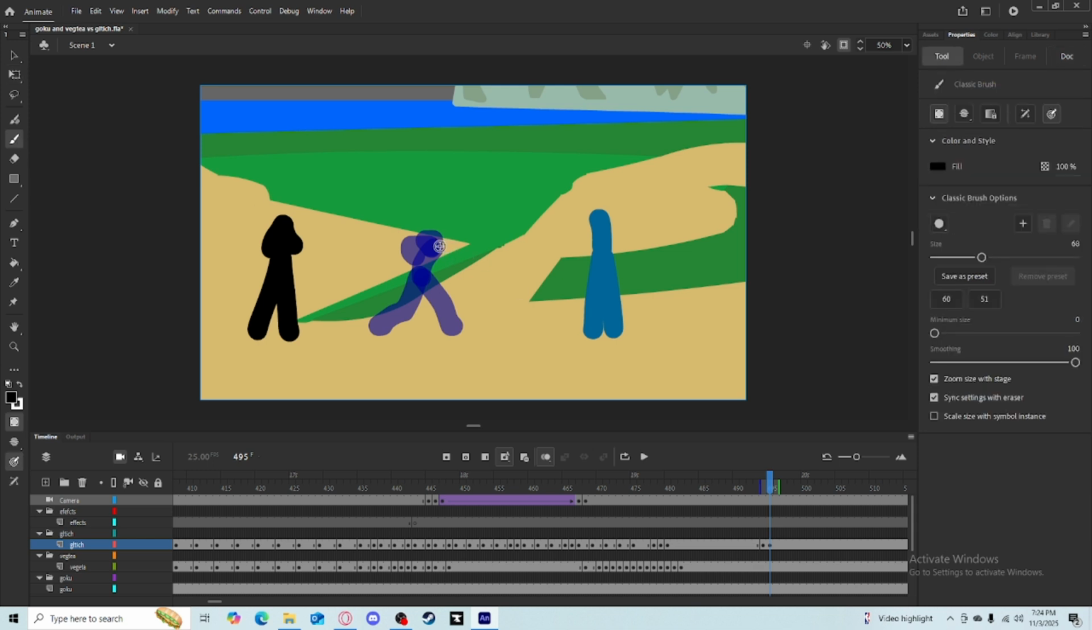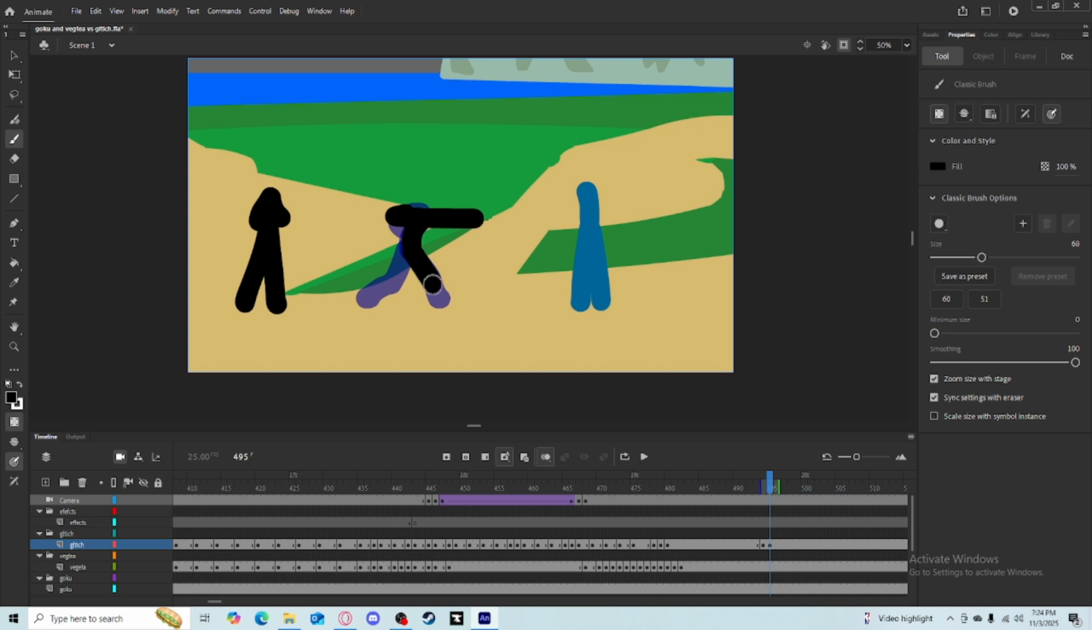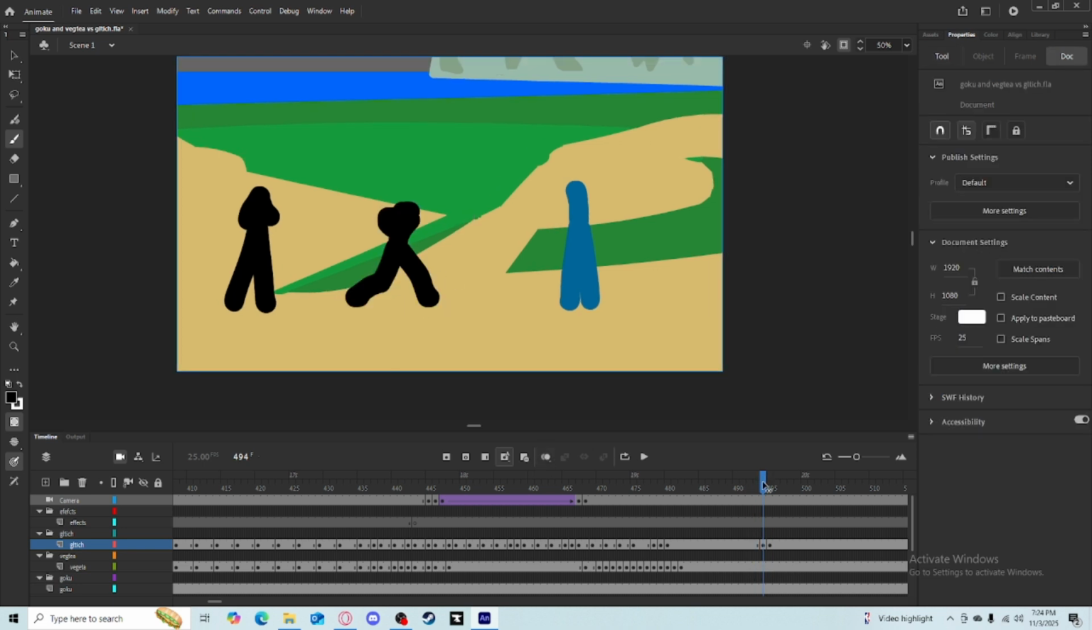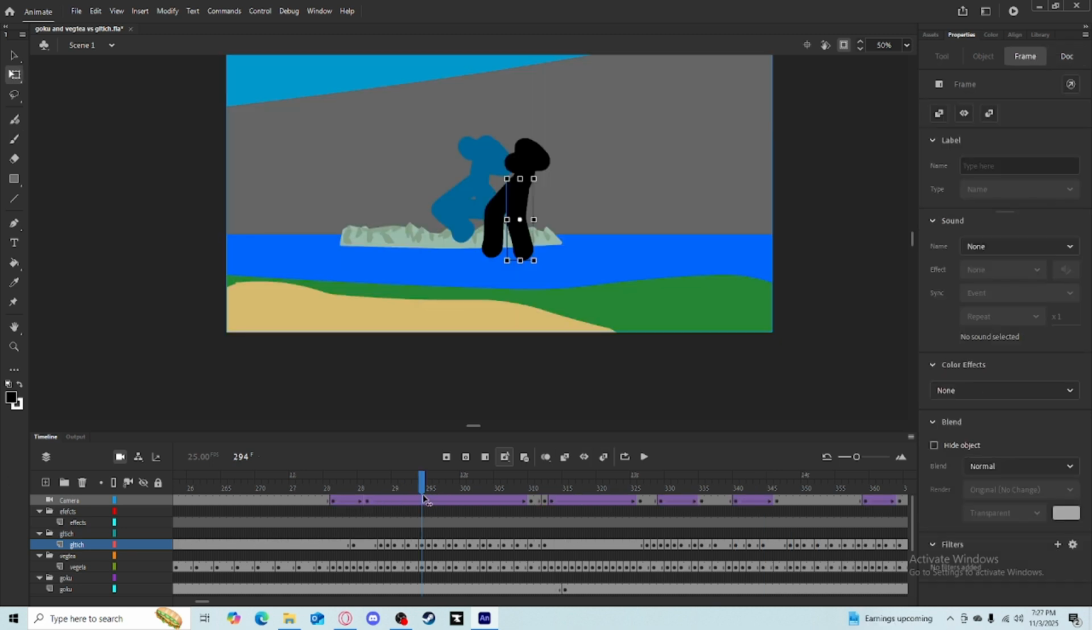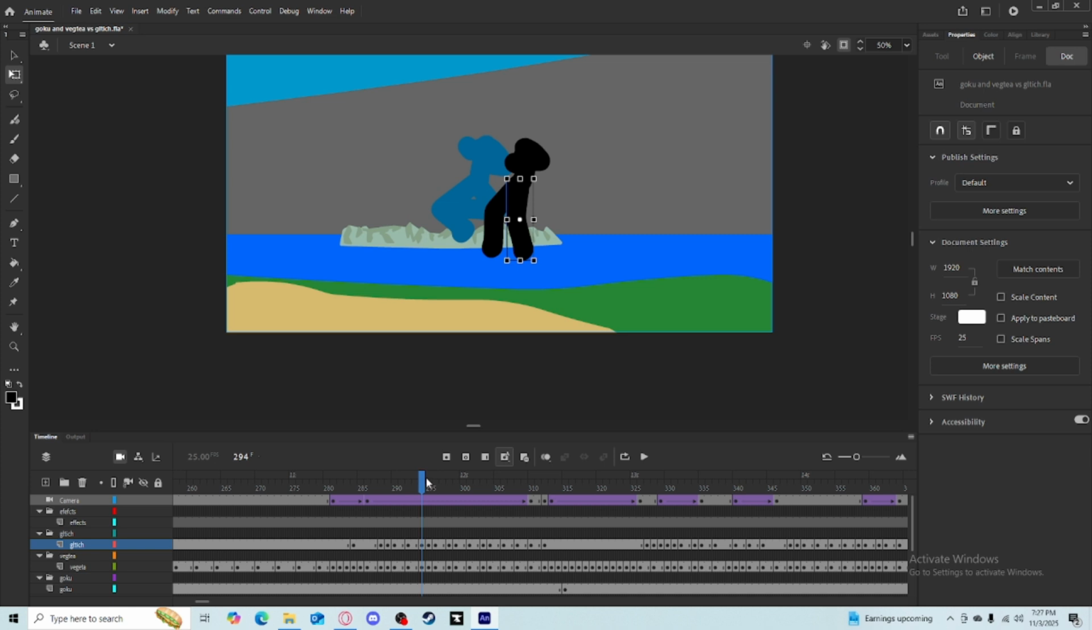So him punching would be like, opa, and there it is. He threw a punch, right? And in the in between frames, I would draw him going through the motions of punching. So right here, you see the blue guy is fighting the black guy, and he throws a punch, and watch what happens when he throws the punch. It's instant.